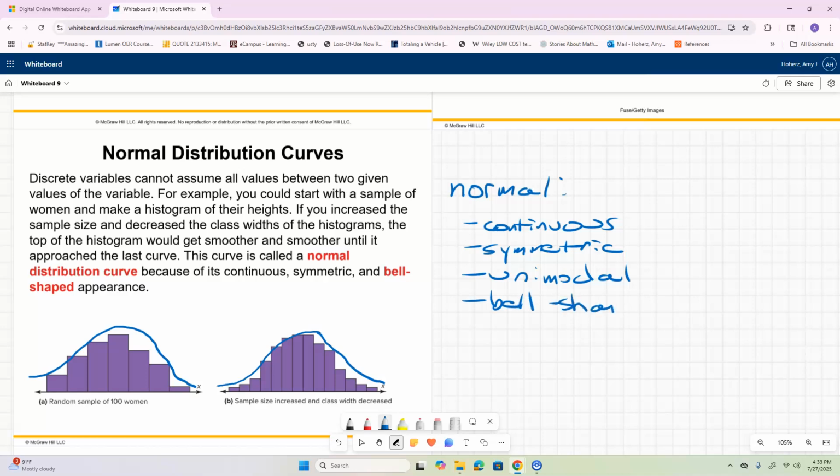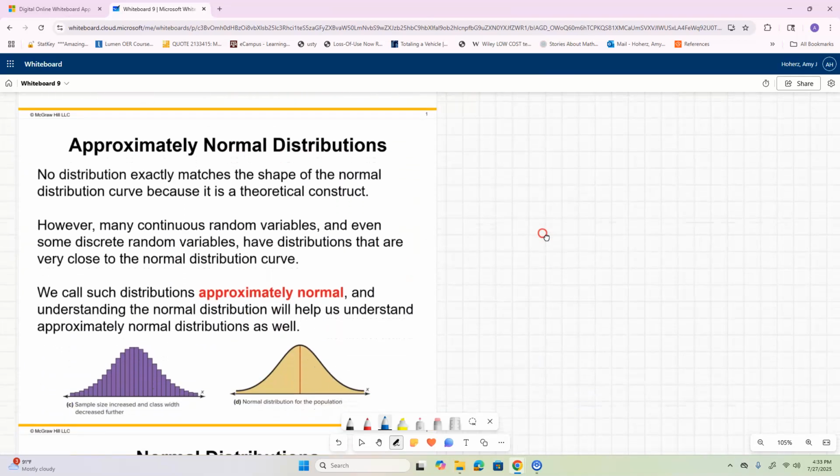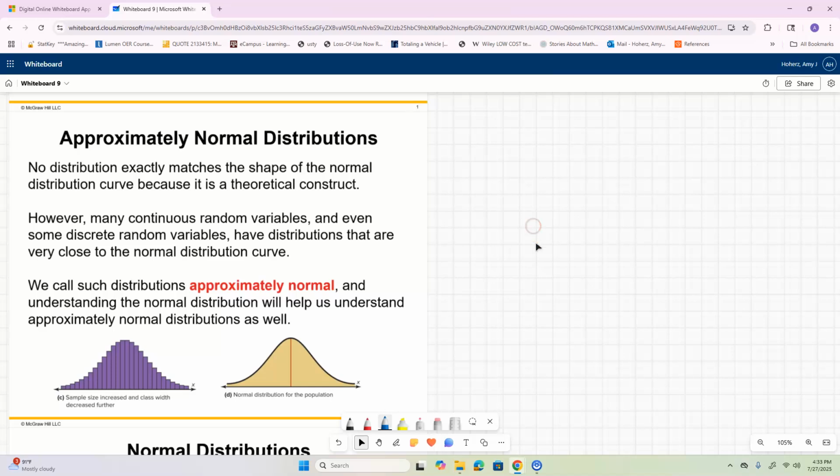So these are both what we would call approximately normal or close to normal because it's discrete data, and there's going to be gaps in between it, so it's not going to be perfectly smooth. So as I just said, really no distribution that's from real data is going to match exactly the shape of a normal distribution curve because it's such a theoretical construct.